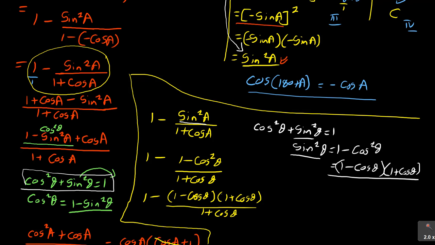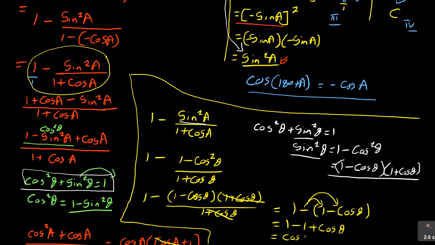Now you can see that this can cancel that, and at the end of the day you are going to have 1 minus cos theta. Then when you open up this bracket, the negative will distribute itself to the 2, which will be 1 minus 1 plus cos theta, because a negative and a negative is a positive. Now 1 minus 1 becomes 0, then this symbol becomes cos theta.